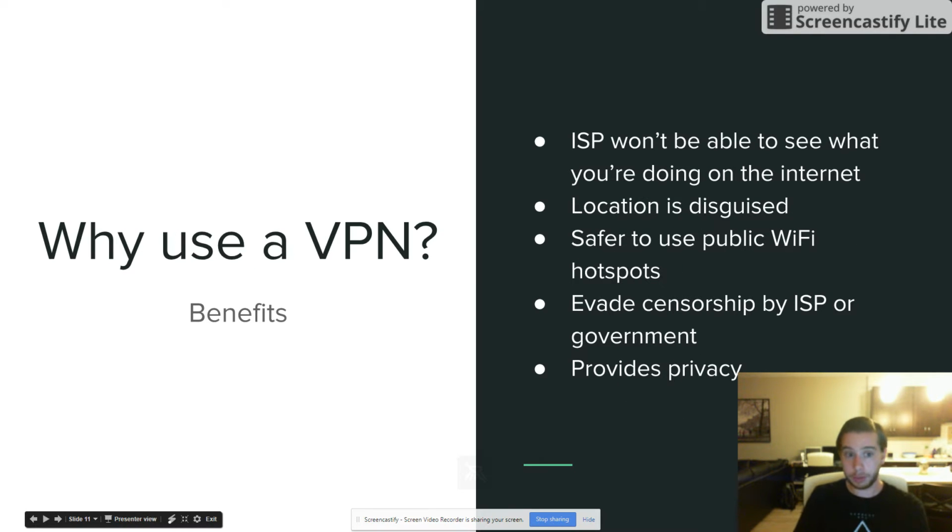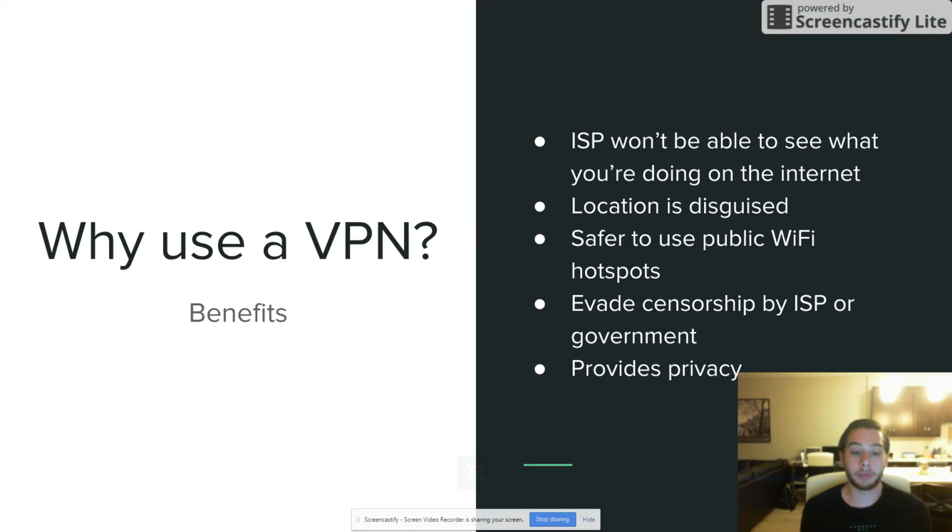So why use a VPN? There are definitely benefits to a VPN. Your ISPs, your internet service providers, won't be able to see what you're doing on the internet. So that has a few benefits in and of itself. One being that a lot of them throttle bandwidth when they see that you're using Netflix or other streaming sites that require a lot of bandwidth. And they will therefore lower or cap your bandwidth so that you don't get as good of a stream.